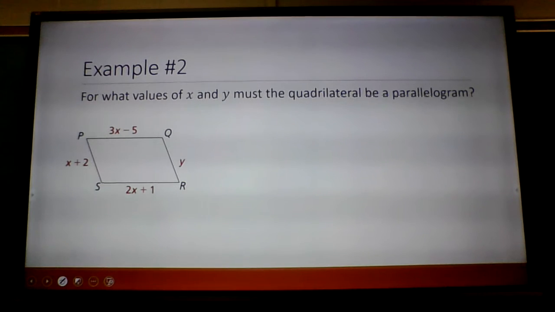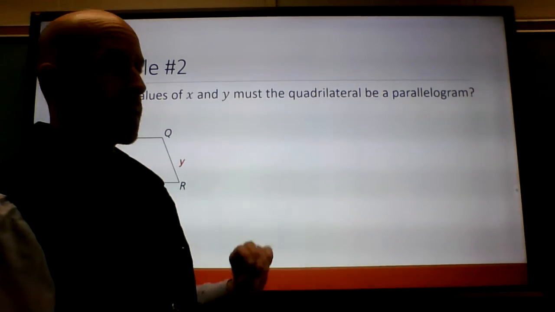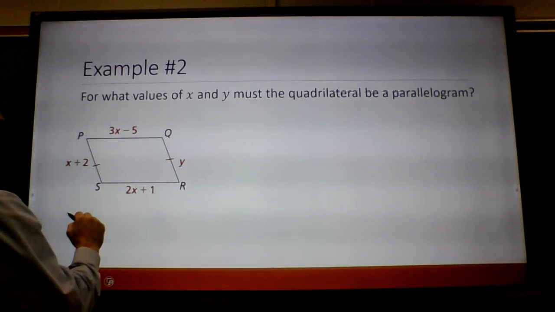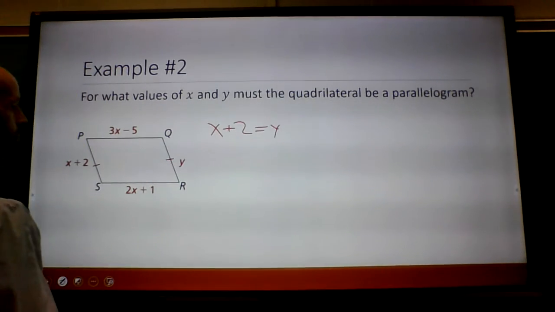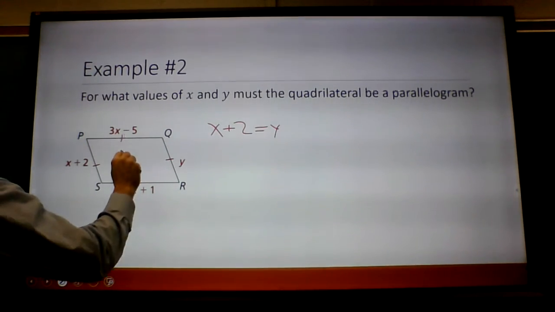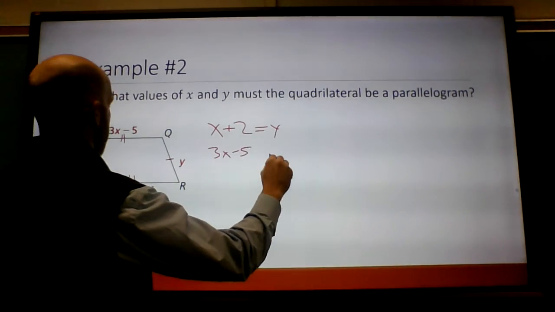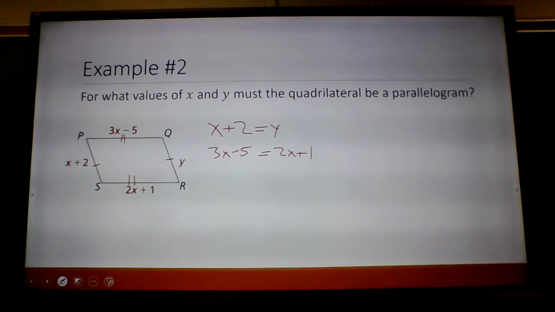All right, so let's look at an example here. In this example, we're supposed to find x and y in such a way that guarantees this is a parallelogram. If we want this to be a parallelogram, then this side has to be congruent to this side. In other words, x plus 2 has to equal y. And these sides have to be congruent as well. In other words, 3x minus 5 has to equal 2x plus 1. So now we've got a system of equations, and we need to solve that.